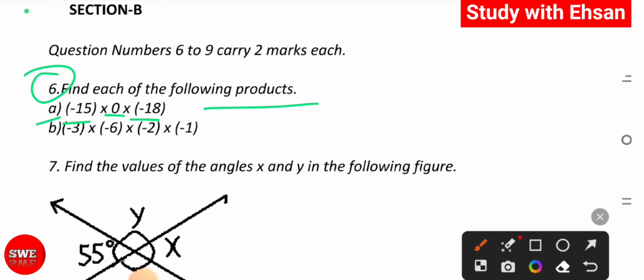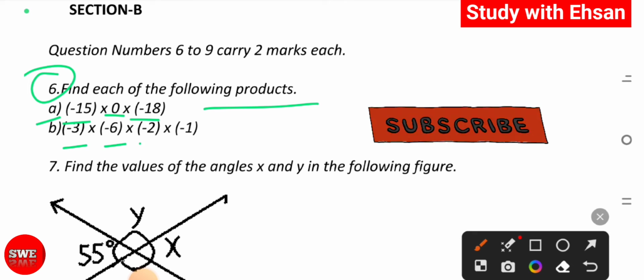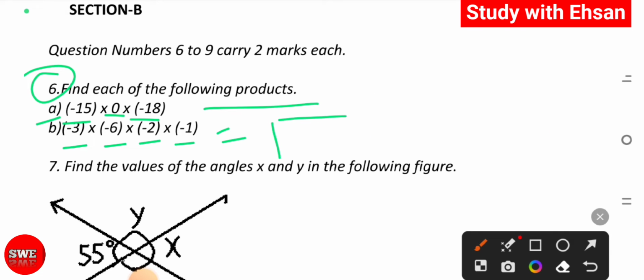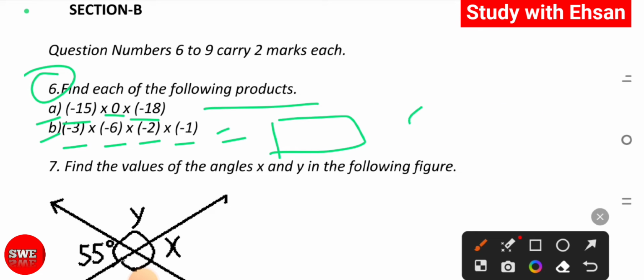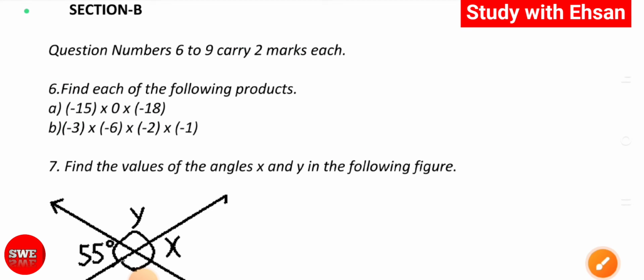Again, question number 6A. And 6B is minus 3 multiplied by minus 6 multiplied by minus 2 multiplied by minus 1, and what will be the answer? You have to write against question number 6B in your answer sheet, and you can show the steps of calculation also, and as it is a 2 marks question, you must show the calculation.